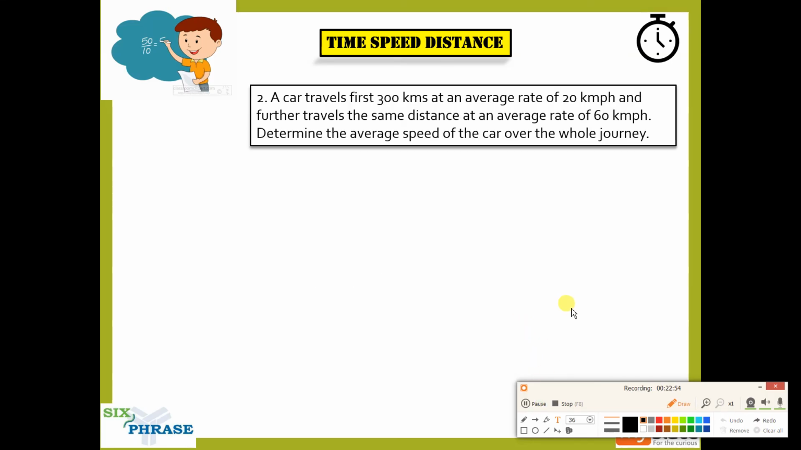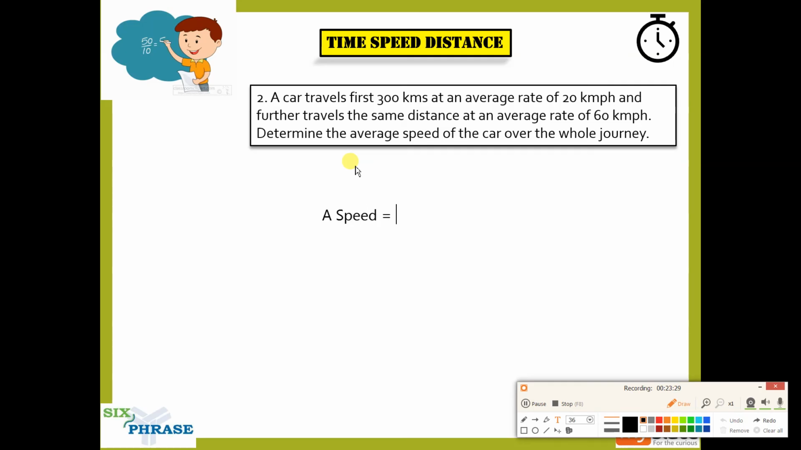The car travels the first 300 kilometers at an average rate of 20 kilometers per hour and further travels the same distance at an average rate of 60 kilometers per hour. Determine the average speed of the car over the whole journey. First thing in average speed problems, what should we check for? You should check the distance and see if it is the same or different. It is the same, so we'll take the shortcut formula.